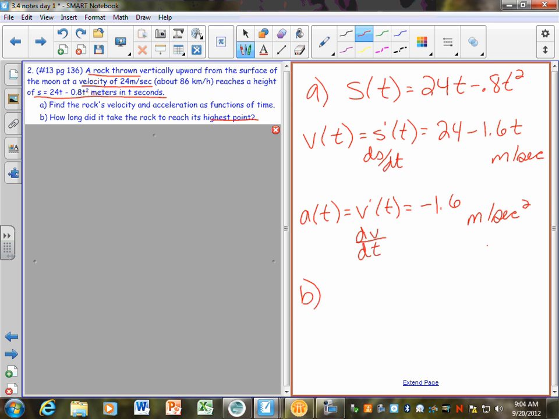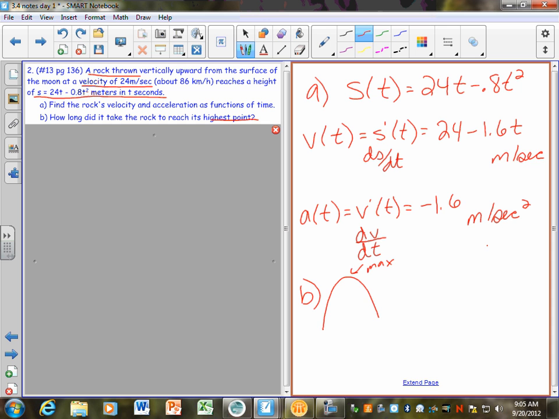It would still be a parabola because it would still go up and have that moment where it stops and then come back down. So if I'm going to throw it up and it's going to look something like that, what am I looking for? The highest point, the maximum. Now we could go back and look at the position function and try to find the maximum or graph it and find that.